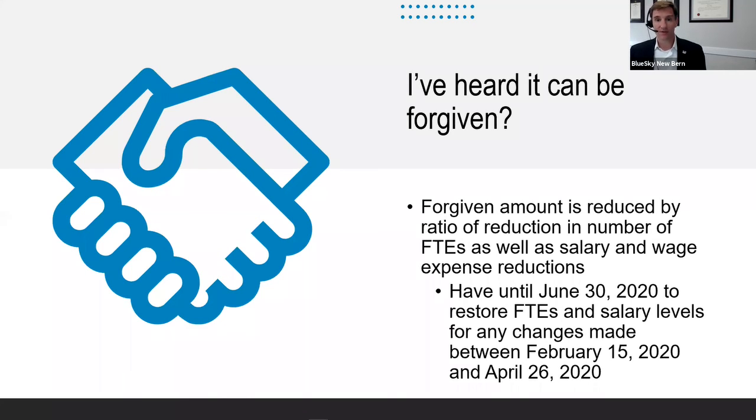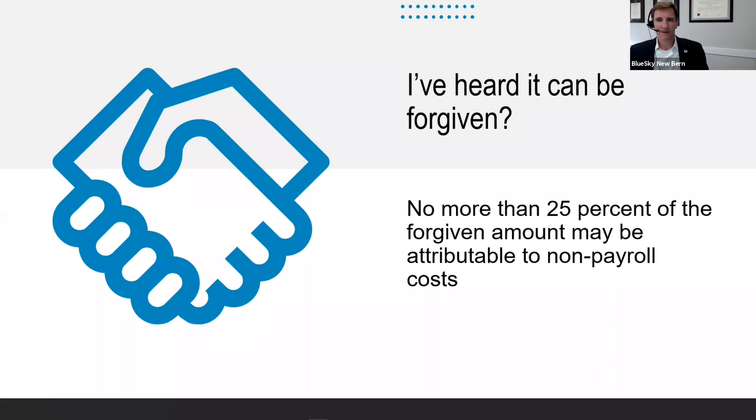Now, you'll see there on the slide, you have until June 30th to restore the number of full-time equivalents and salary levels if you had already laid off people. Let's say your business was shut down and you didn't have any money and you had to lay some people off. So you do have an opportunity to restore those employees and salary levels prior to June 30th and possibly still be eligible for full forgiveness.